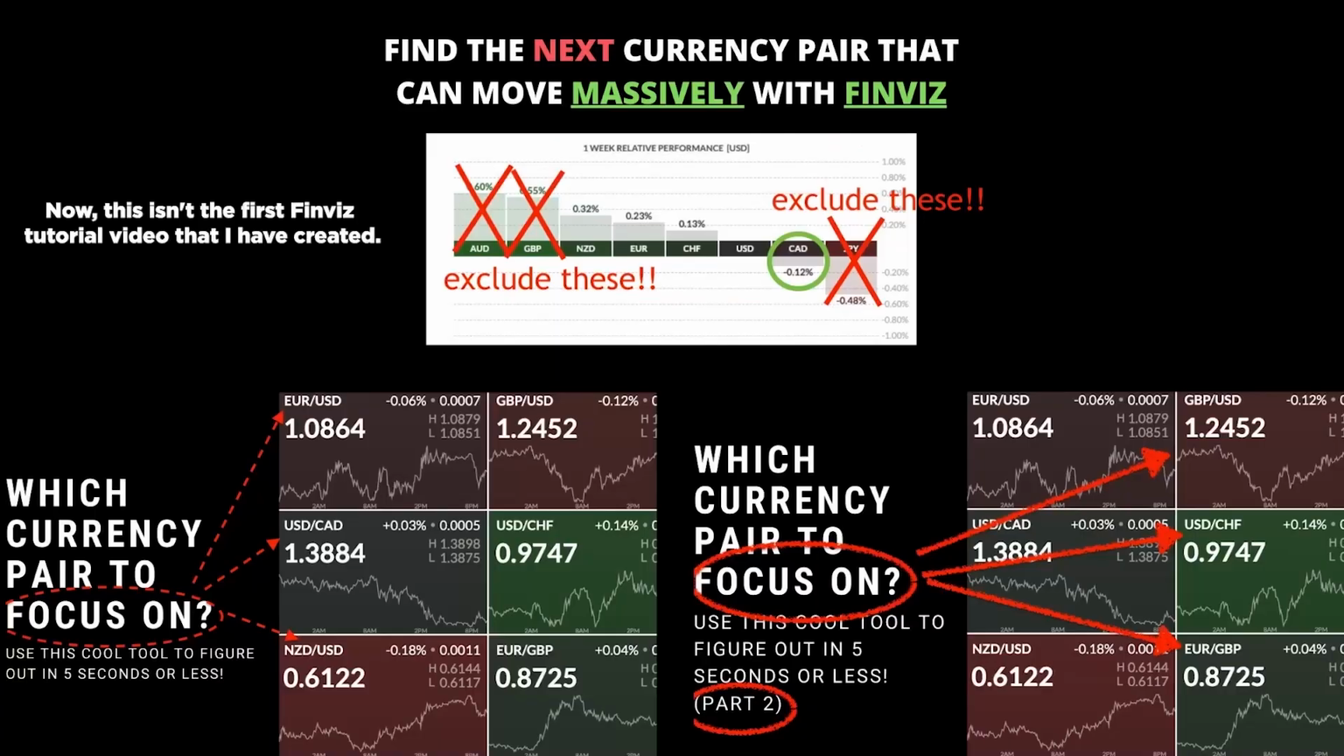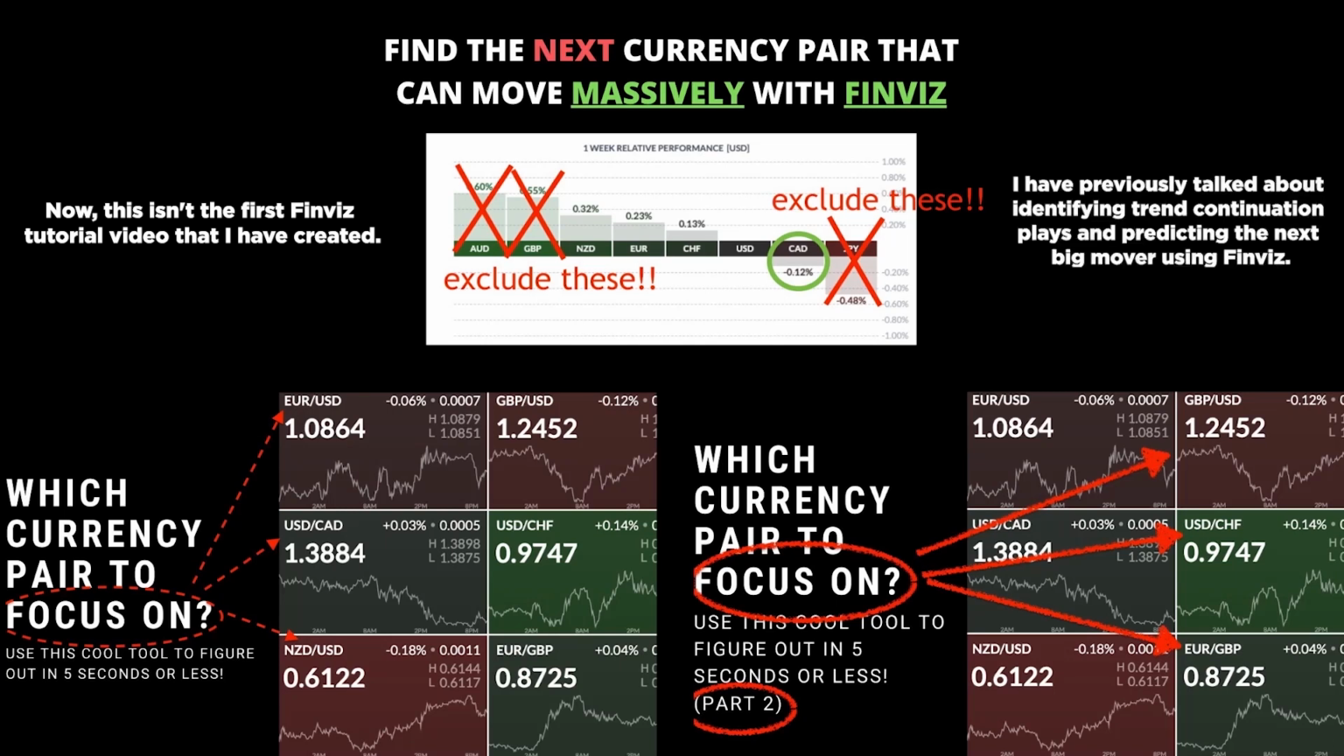Now, this isn't the first Finviz tutorial video that I've created. I've previously talked about identifying trend continuation plays and predicting the next big mover using Finviz. If either of these sounds interesting to you, then make sure to check those videos out next. I will leave a link to those videos at the top right and at the end of this video.